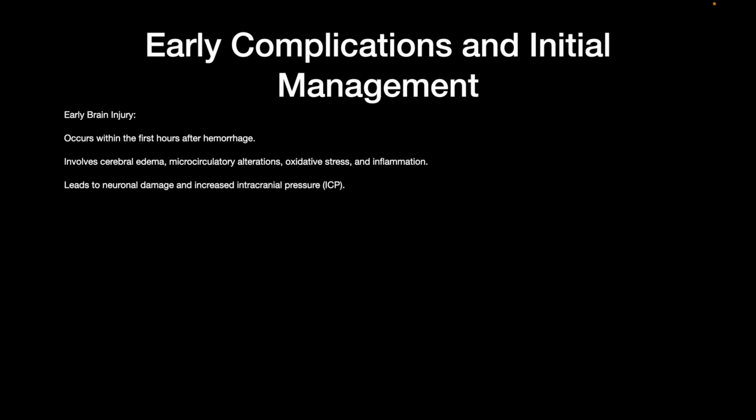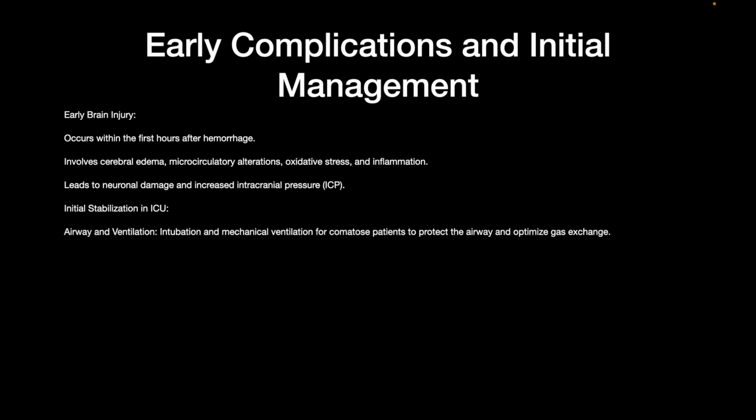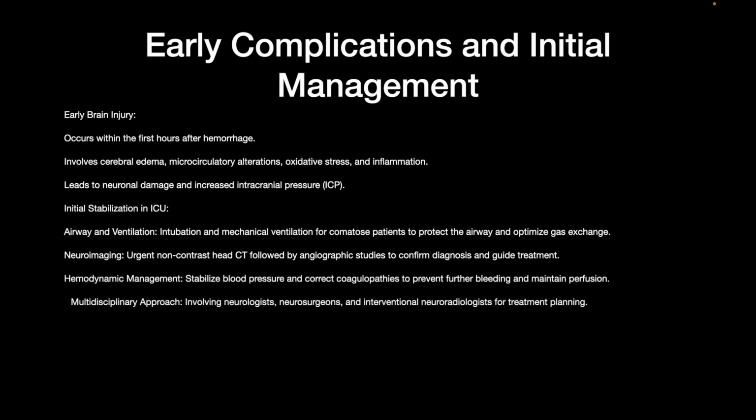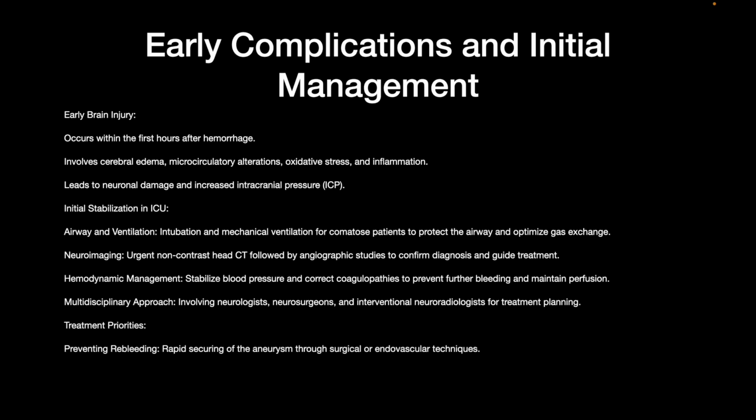Early brain injury occurs within the first hours of the hemorrhage and involves cerebral edema, microcirculatory alterations, oxidative stress and inflammation. It leads to neuronal damage and raised ICP. Initial stabilization in the ICU follows ABCD: first airway, that is intubation, then neuroimaging with non-contrast CT, hemodynamic stability, and a multidisciplinary approach involving the neurologist, the neurosurgeons as well as the interventional neuroradiologist to make a treatment plan. Treatment priority is preventing the risk of rebleeding and managing the complications.